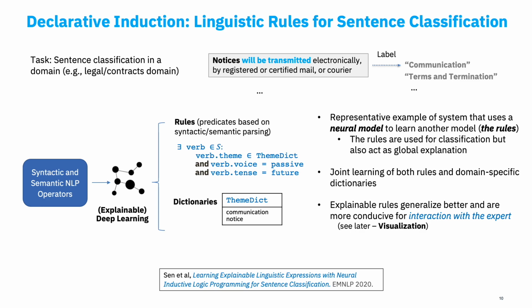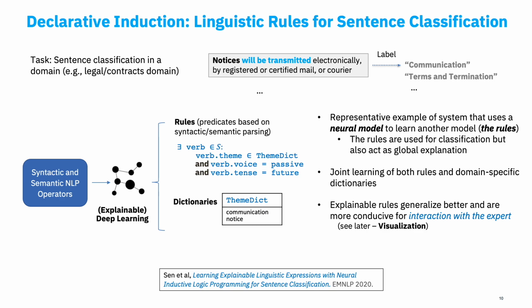As an example, this sentence, talking about notices that will be transmitted electronically in certain ways, should be labeled as a communication sentence. Other possible classes in the contracts domain may be terms and termination, liability, and so on. This is a representative example of a neurosymbolic system that combines neural learning with rules. Concretely, it uses a neural model to learn another model, namely the rules, which are then used for the actual classification of sentences and also to provide global explainability.